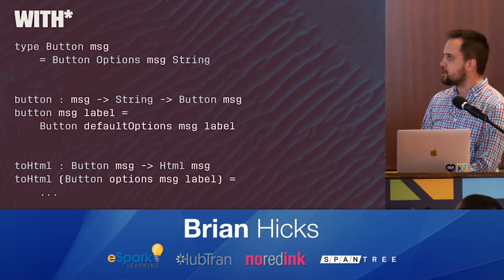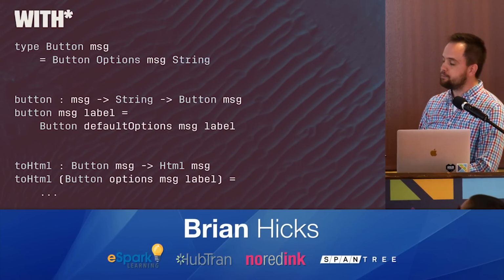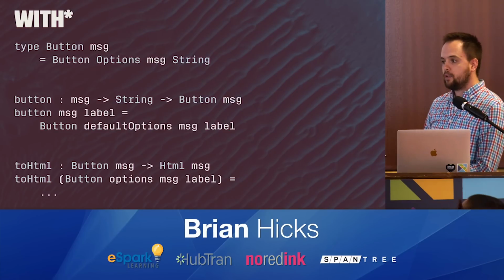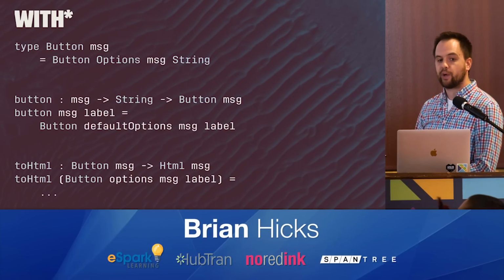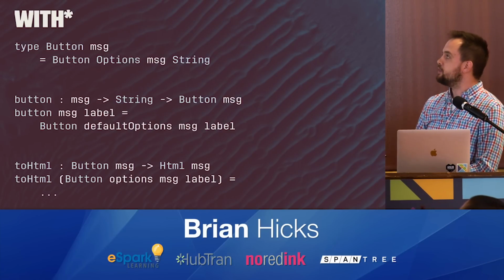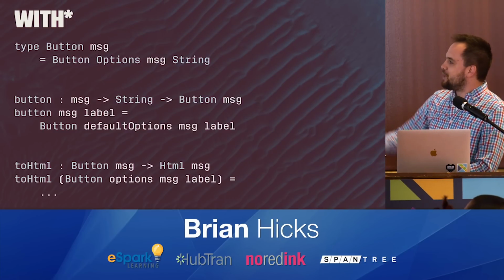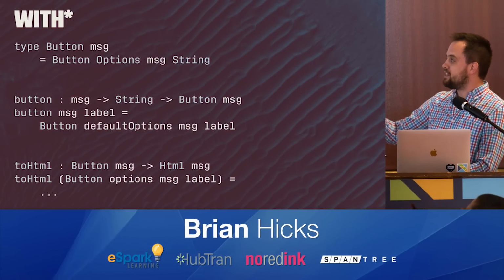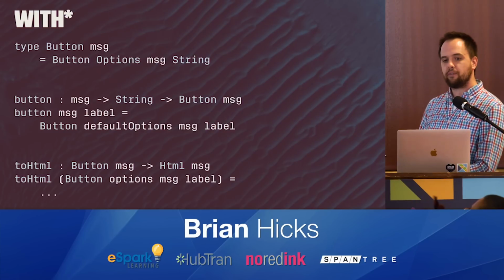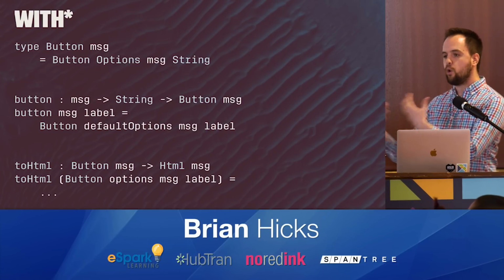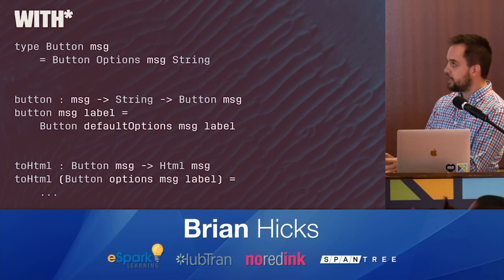Call this the with-star pattern. You start with type Button of message. So instead of working with HTML, now we're working with buttons, and we call them buttons because they're buttons. And then we have a constructor for button that takes a message and a string and returns a button message. And this looks really similar to our simplistic, over-constrained button from earlier.